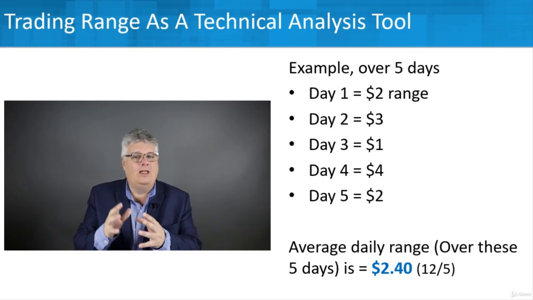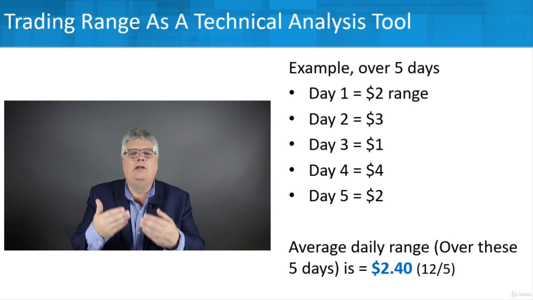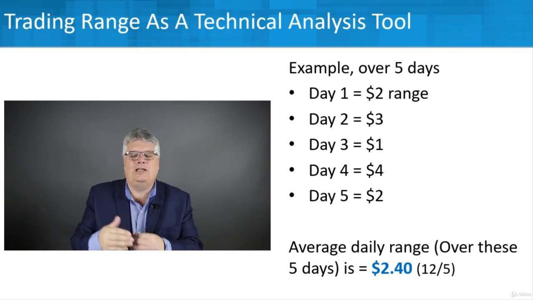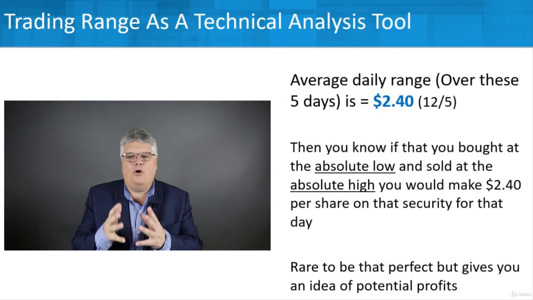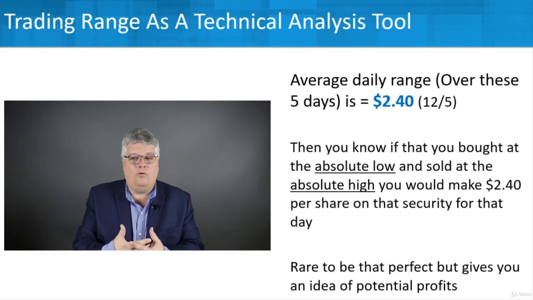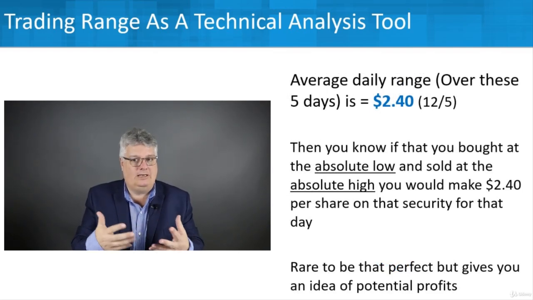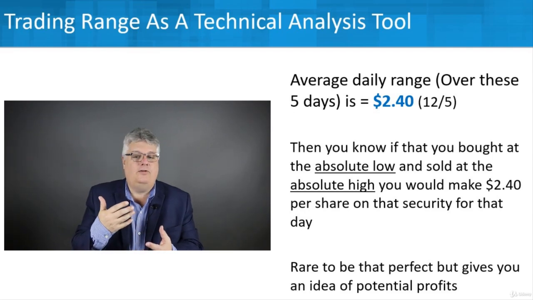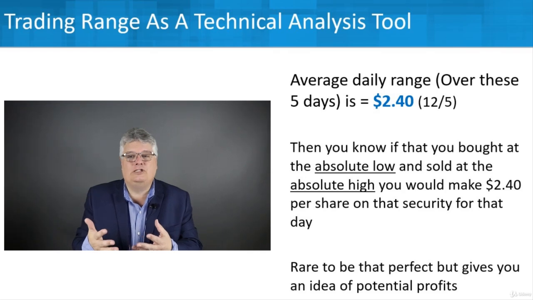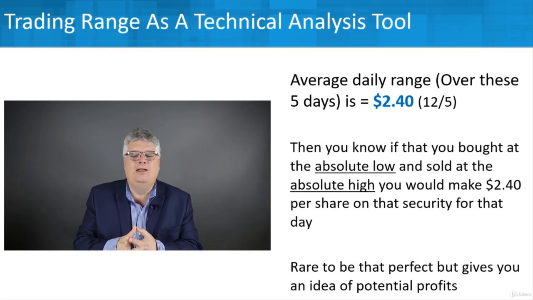Simple math at that point. Again, not prices in this example. We're looking at the trading range as a technical indicator and maybe as a profit anticipator. So we have $2.40. So let's say over that daily range, that $2.40, if you had bought at the absolute low in this particular example over that days of trading, and you sold at the absolute high, then you would have made $2.40 per share of security that you had for that particular day, or during that particular series.